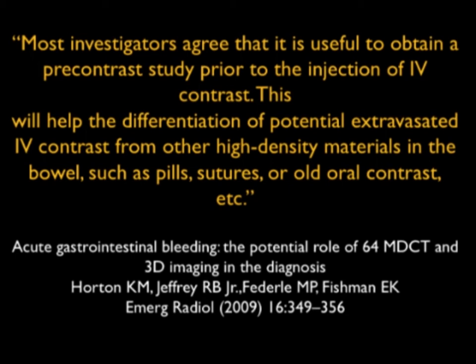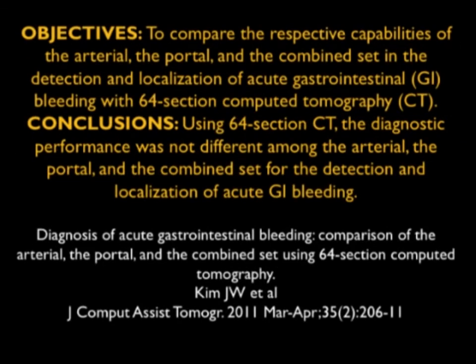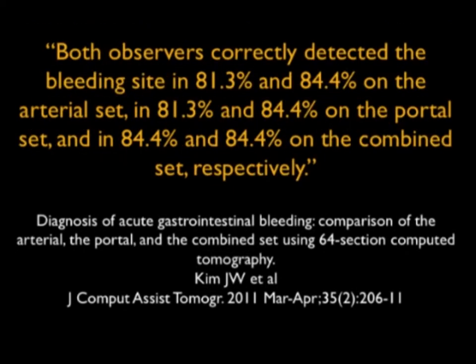But in this article we began to say that perhaps this is not ideal. Arterial and venous phase may be the way to go. Article by Kim comparing the respective capabilities of the different phases. Using 64-slice CT, the diagnostic performance was not different among the arterial, portal, and combined set for detection and localization of GI bleeding. Some of the numbers were pretty high, in the mid-80%, but they found no difference. On the other hand, they did show that the way to do things was to do arterial and venous and not arterial and delayed.